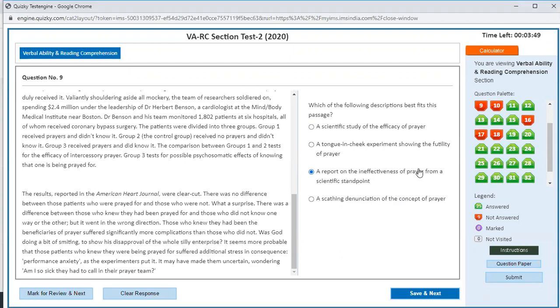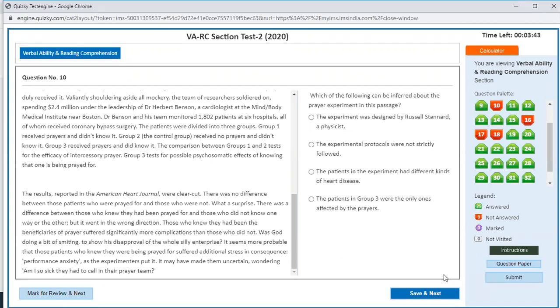Report on the ineffectiveness. Result clearly was ineffective. I don't know. I'll mark A. I'm not 100% sure, but I'll mark A. Which of the following can be inferred about the prayer experiment in this passage?